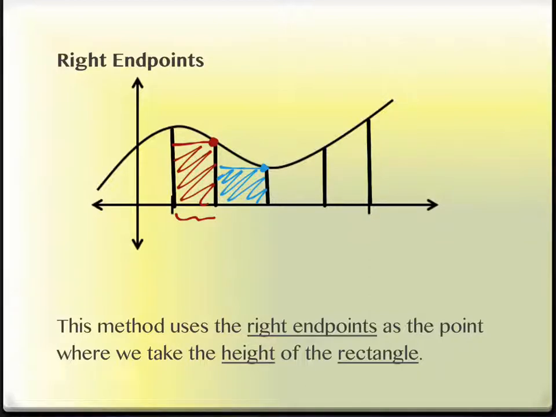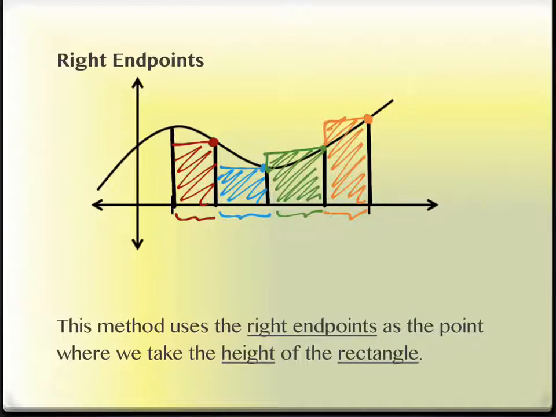On the third one, the right-hand endpoint is this one. So the third one actually overestimates this time, right? Whereas the first two have underestimated. And then the last one would actually have this as my height. Okay? So whether they were overestimated or underestimated before, they switched on this particular graph.